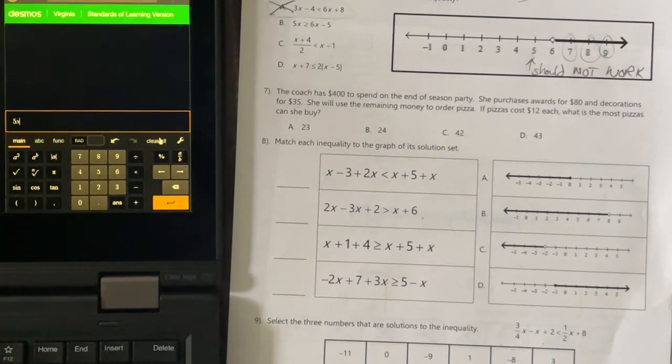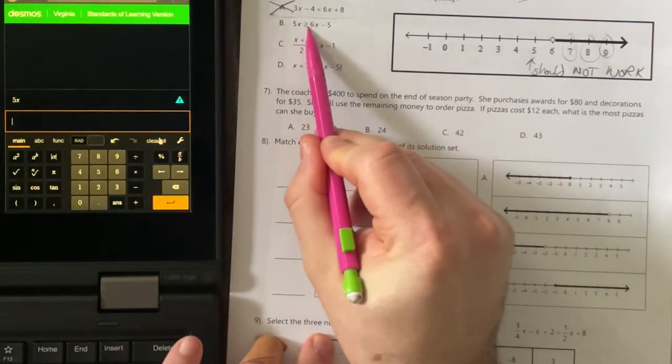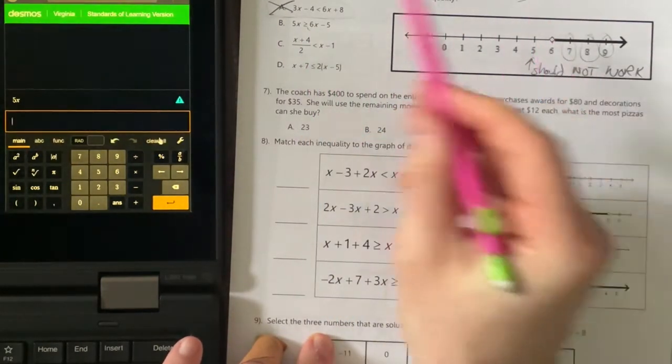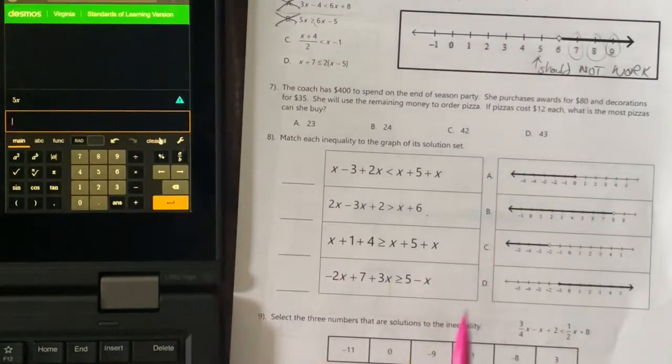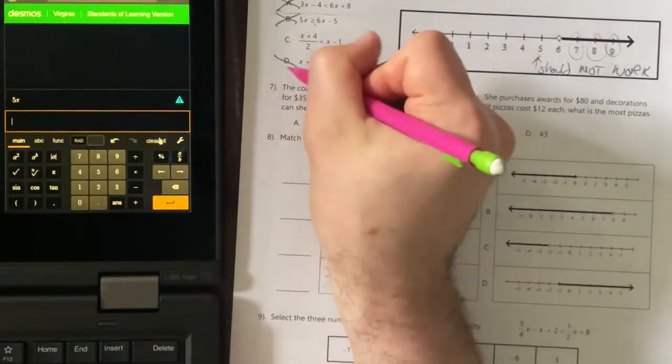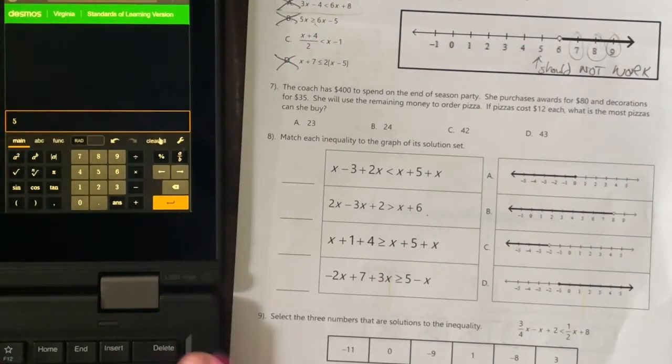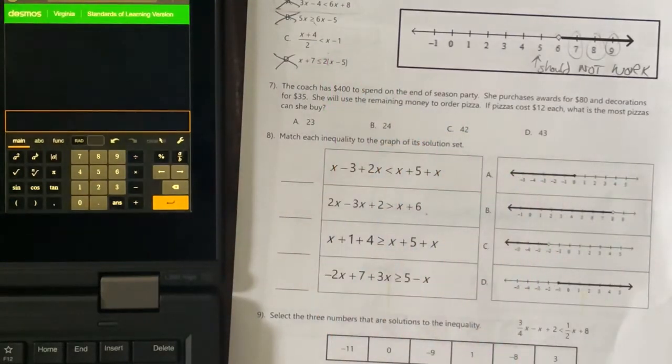It says 5x is greater than or equal to, well, right away, boom, I have a filled in line when I don't have a filled in circle, so it can't be that one. How about the next one? It can't be D either for that same reason, but I can prove for this one why it would work. So I have x plus 4, all over 2. I'm saying that's less than x minus 1, and let's try it out.